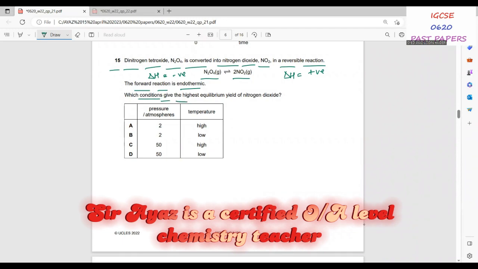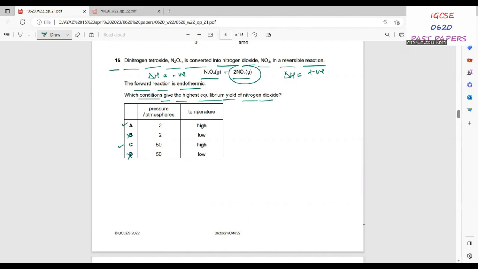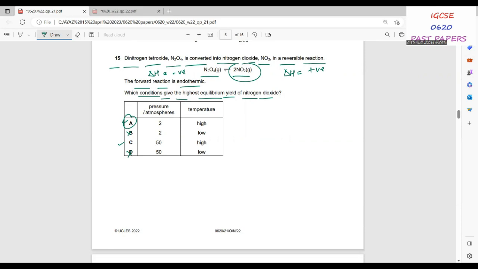Which conditions give the highest equilibrium yield of nitrogen dioxide? We want a high yield of nitrogen dioxide. So the temperature must be high in this case. So automatically choice A and C are correct. B and D both are incorrect. What about the pressure? If you increase the pressure, the equilibrium will shift to the side with fewer moles. So in this case, you have to reduce the pressure. So A will be the right answer for this question.